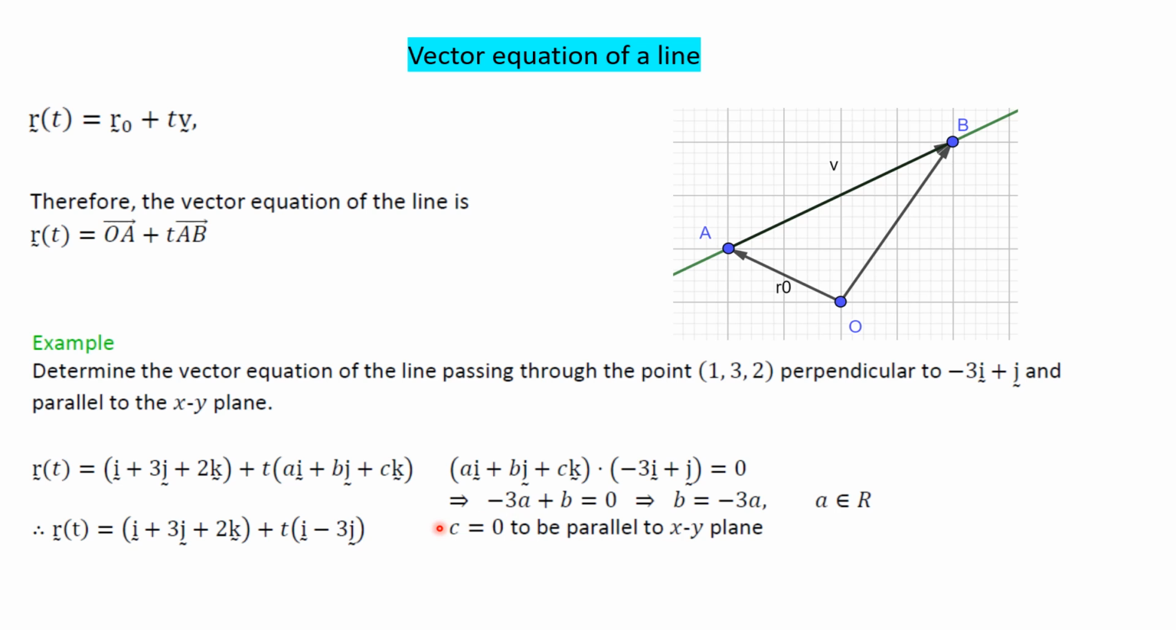Note that because this line is parallel to the xy plane, you can let c be 0. Now coming back to the relationship between b and a, you know that b is equal to negative 3a, so you can pick a value for a, for example 1. If you let a be 1, then b is negative 3. So now you can substitute a, b, and c into the vector V. So this one is your vector equation of this line.